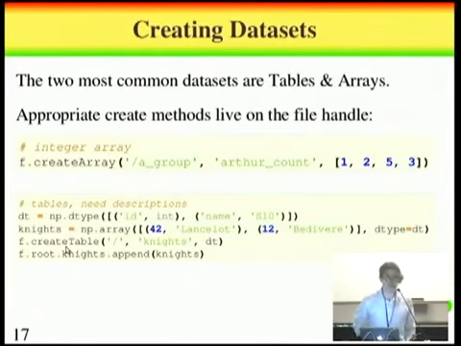And then you just use this create table method on the file again. Very similar to what was happening in array. You say, okay, I want this to exist on the root group. I want it to be called nights. And you have to pass in the description to that table. So here we're passing in this data type that we defined, which is why I defined it up here separately, rather than defining it inline, like most people do.